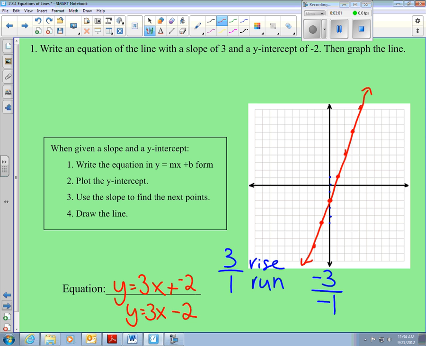Okay, my lines aren't going to be the straightest. Yours probably aren't either, but the one thing I do expect out of you is that you put arrows on each end, because as we know, lines extend indefinitely.